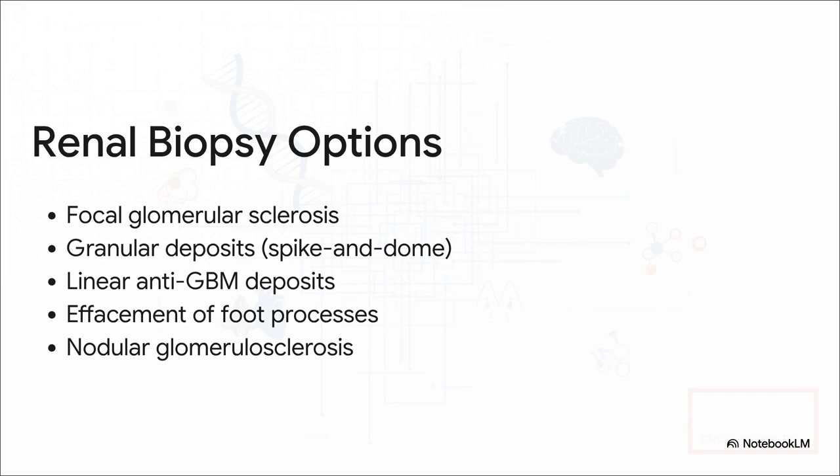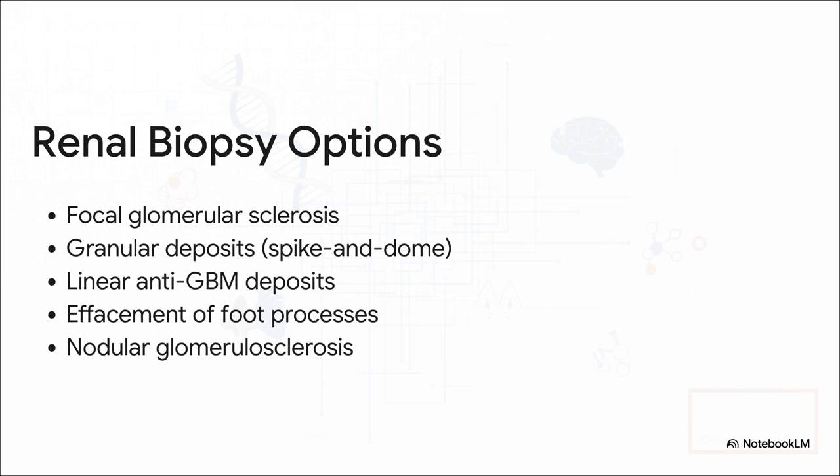Option A, focal glomerular sclerosis, is the hallmark of FSGS, which is totally misaligned with the colon cancer trigger. Option C, linear anti-GBM deposits, defines Goodpasture syndrome. That's a nephritic syndrome presenting with hemoptysis and hematuria, not isolated massive proteinuria. Option D, effacement of foot processes with normal light microscopy, is minimal change disease, predominantly seen in the pediatric population. Option E, nodular glomerulosclerosis, is the definitive finding for long-standing diabetic nephropathy.